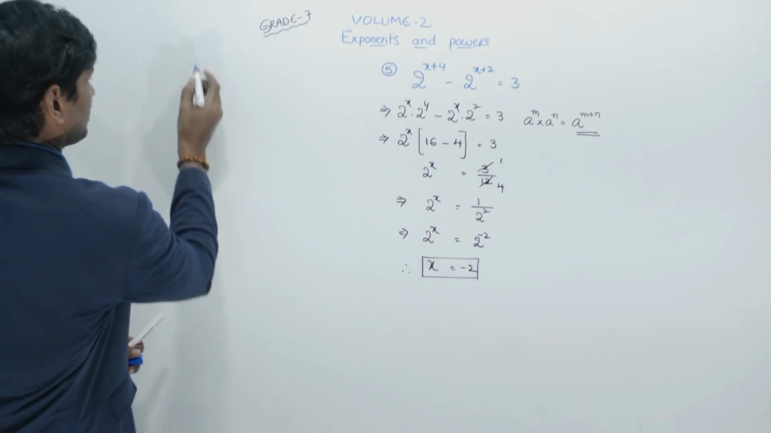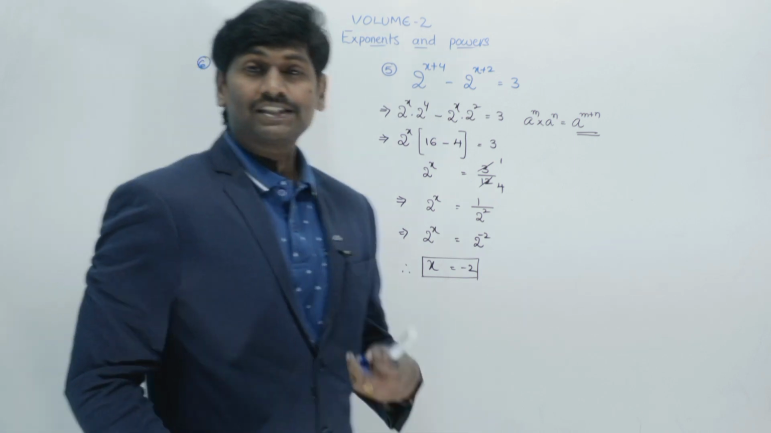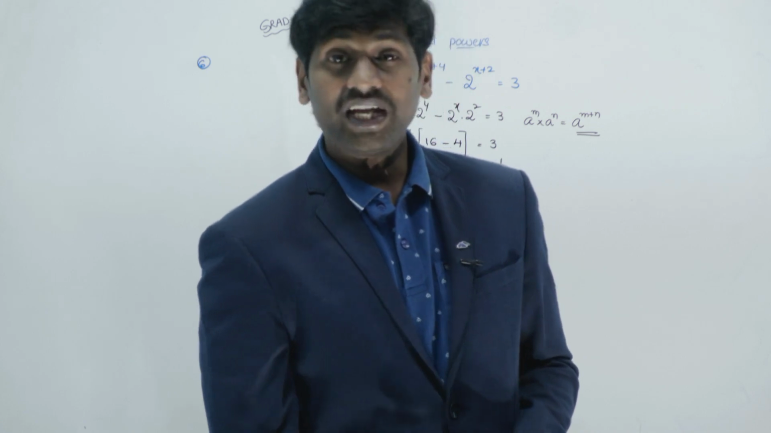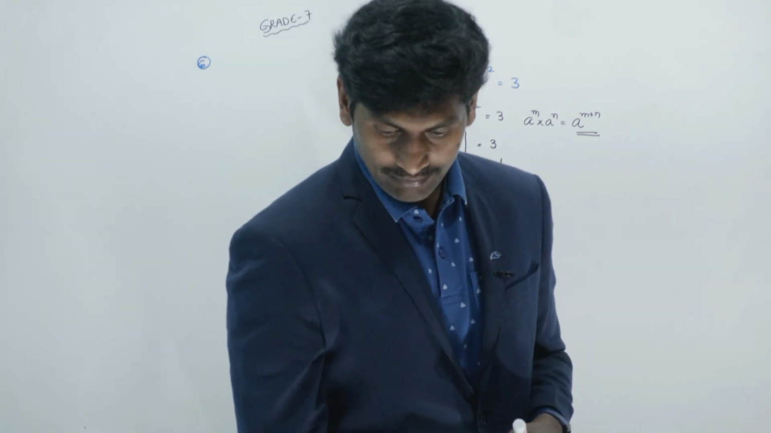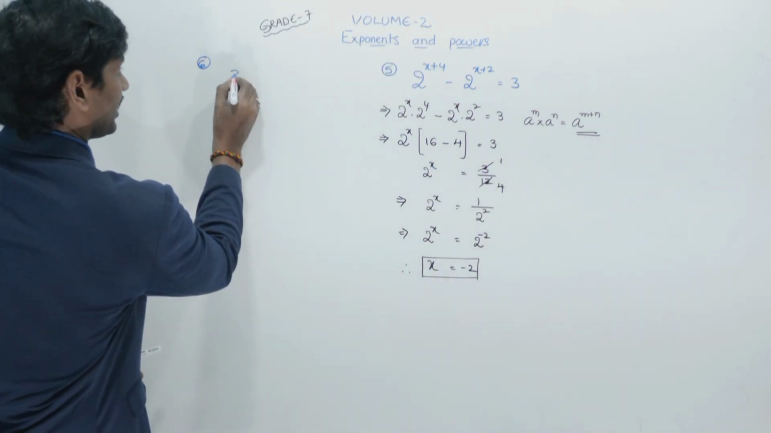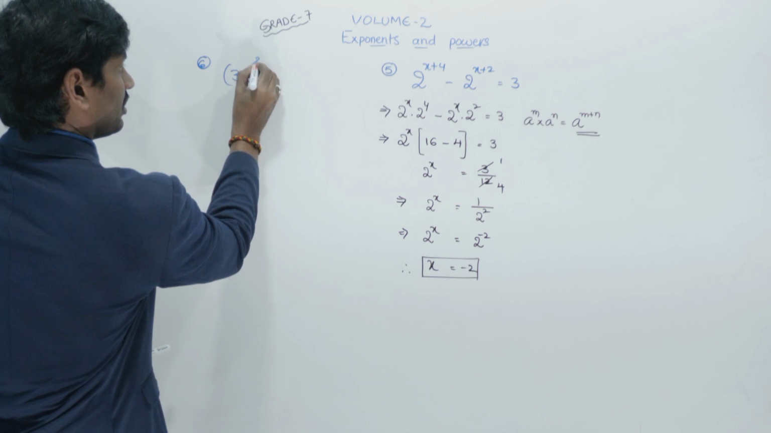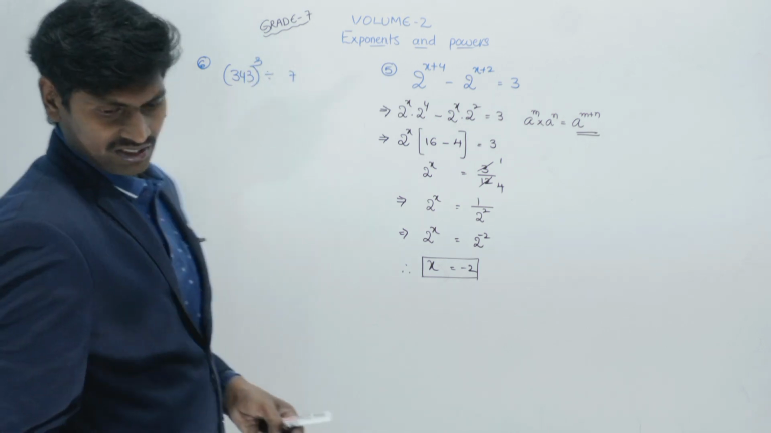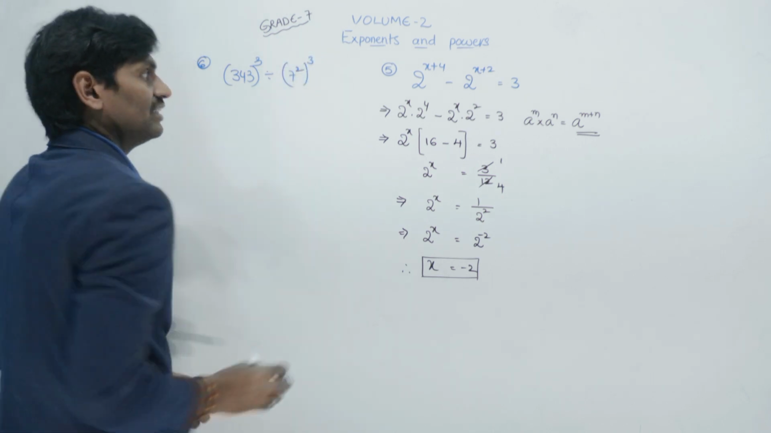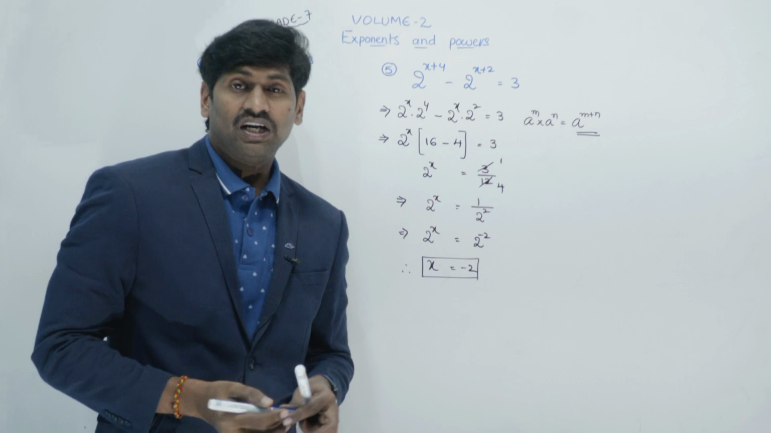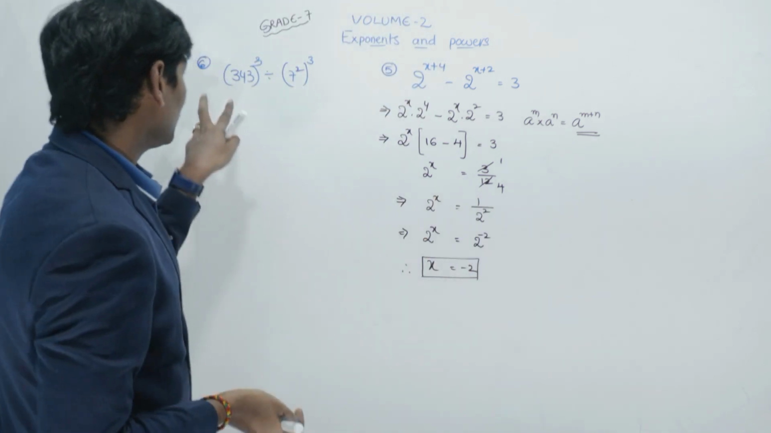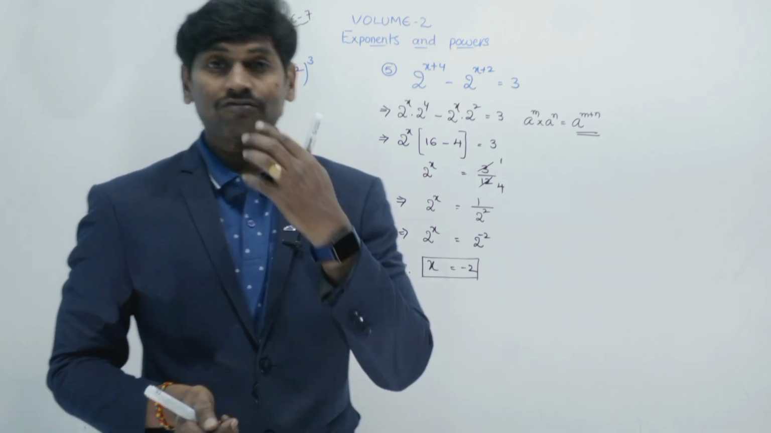Yeah, the problem number 6. The sixth problem is given that, 343 whole cube is divided by 7 square whole cube. Same like the previous problem, as we wrote 64 as a product of prime numbers, in the same manner we can express that 343 also as a product of the primes.